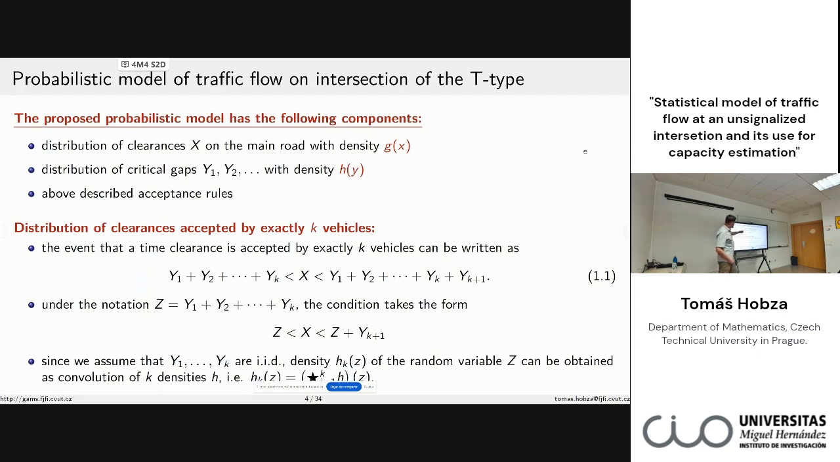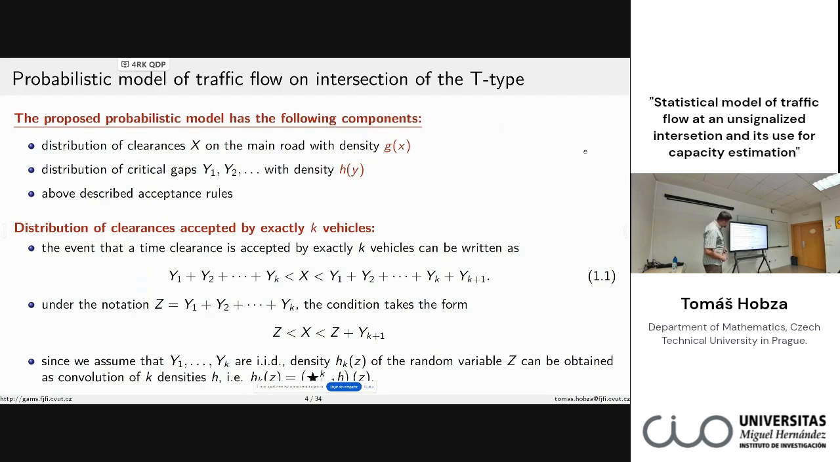So we have the distribution of clearances, but we would like to calculate the distribution of clearances which are accepted by exactly K vehicles. So what does this event mean? This means that X, the clearance of the main street, was bigger than the gaps of K drivers who could enter, but the K plus one driver didn't enter. So this is the condition describing this event in the sense of random variables.